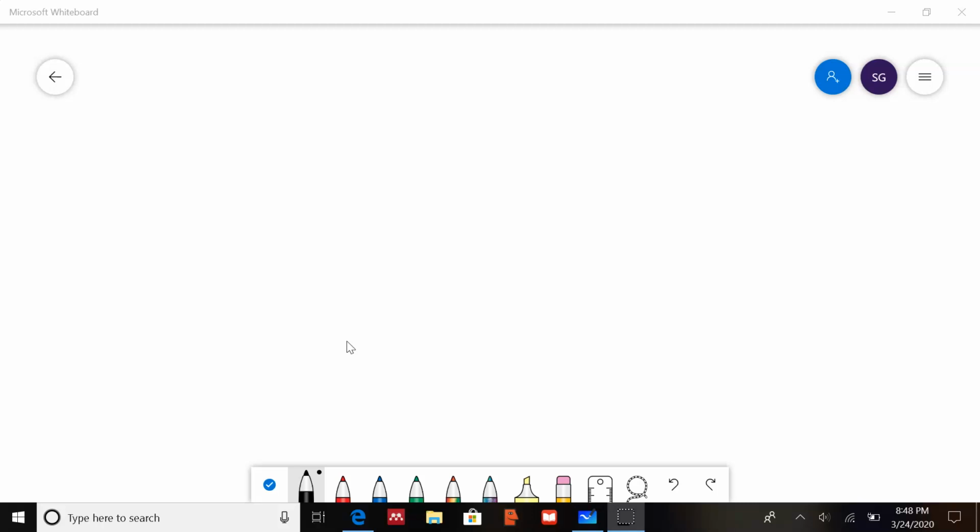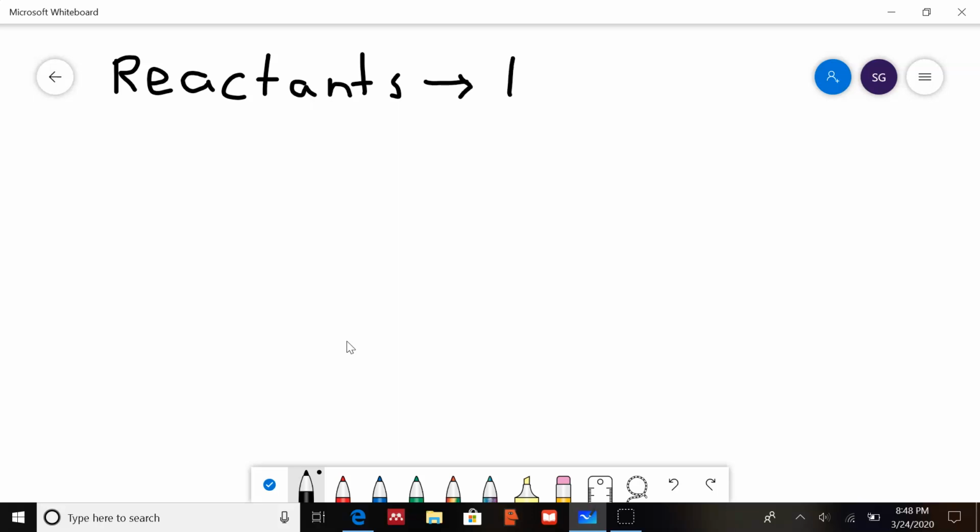So, all the reactions that you've probably dealt with thus far in chemistry are what are called irreversible reactions. So, you have your reactants that are on the left side, and then you draw an arrow like this pointing from the left to the right, and your products are on the right side.